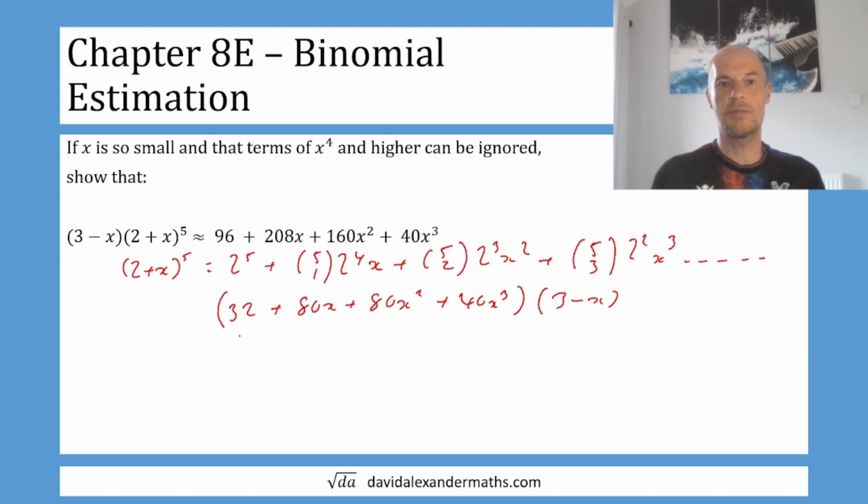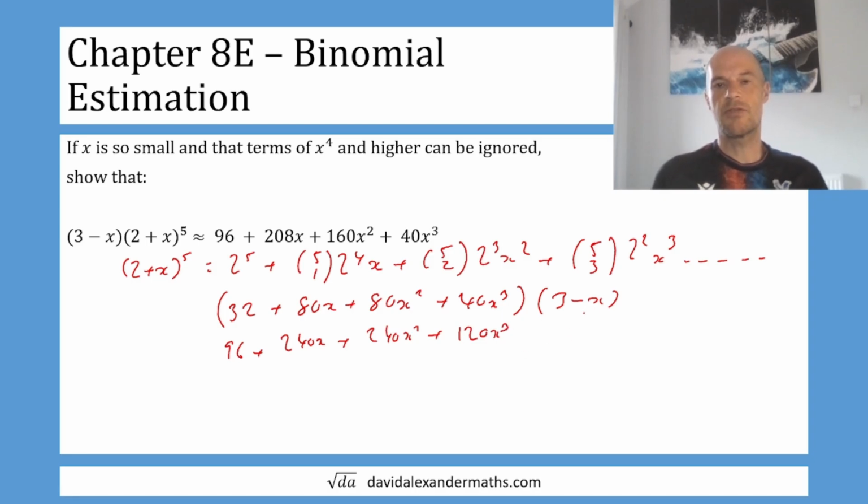So first of all, it's safe to multiply everything through by 3. 3 times 32 is 96. 80x times 3 is 240x. 240x squared plus 120x cubed.